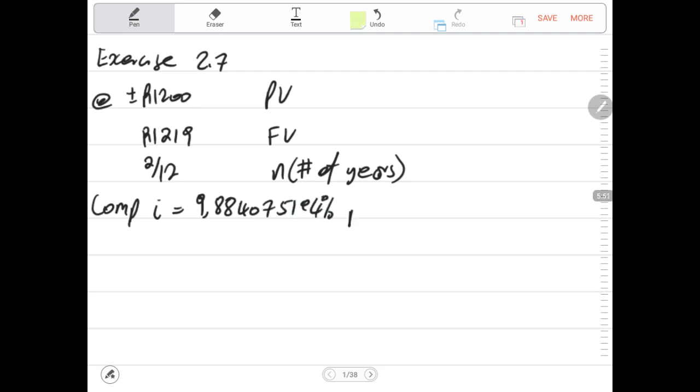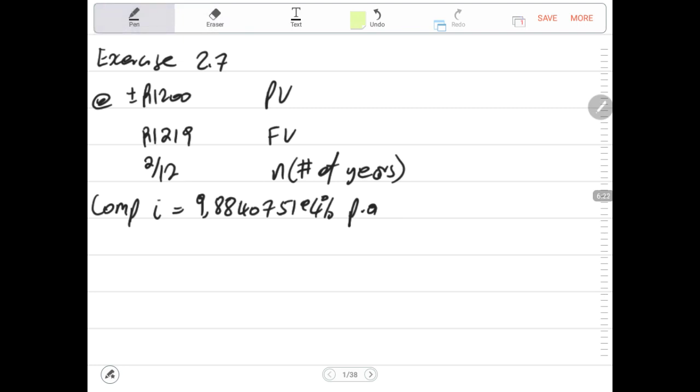9.880475194% per annum. This is our interest rate, which is the effective rate of interest. And take note once again that your n must always be the same as your I. Your n and your I must be in the same period. In other words, if your n is in years, then your interest will also be in years when you are doing the calculation.